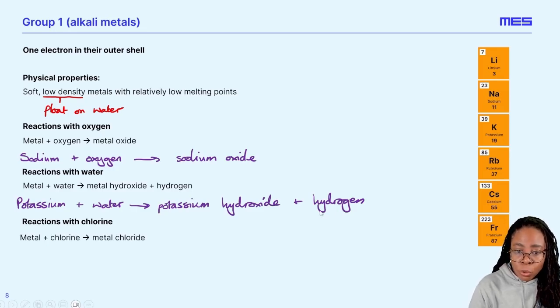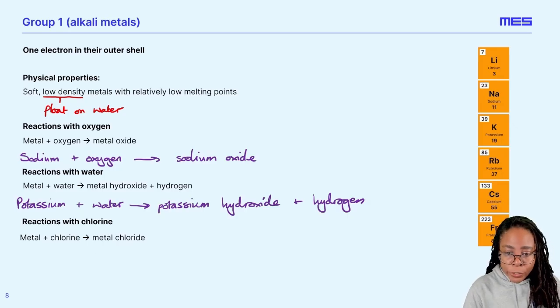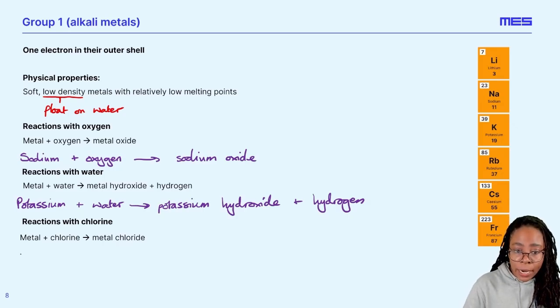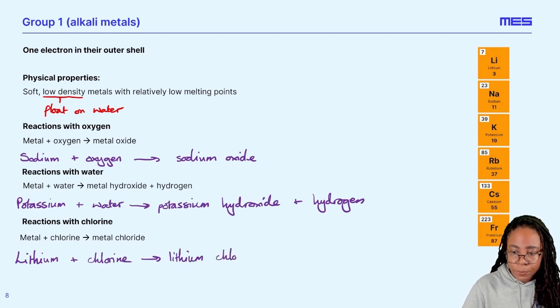And then reactions with chlorine, the metal plus chlorine will give us our metal chloride. So if we were to choose lithium, for example, lithium plus chlorine will produce lithium chloride.